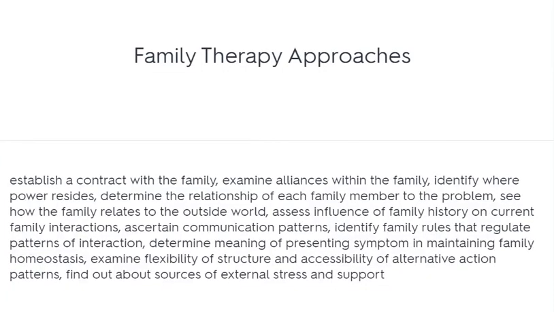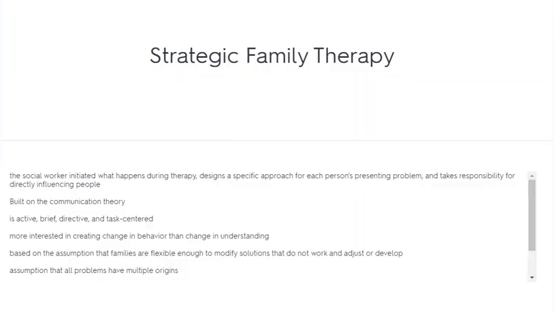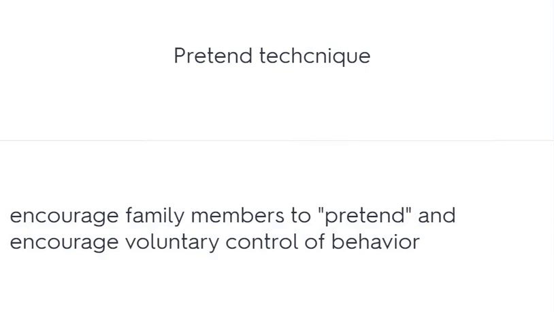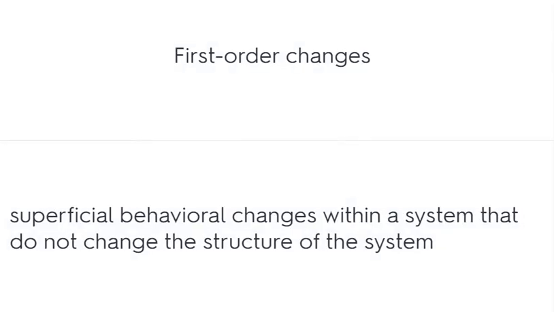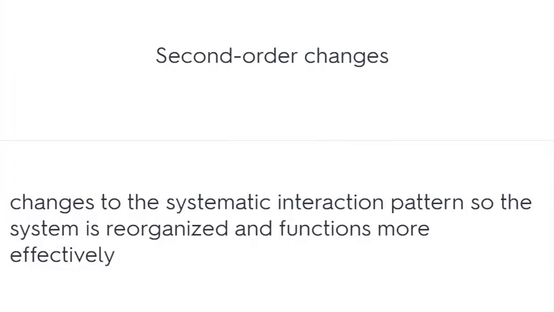Family therapy approaches. Strategic family therapy. Pretend technique. Encourage family members to pretend and encourage voluntary control of behavior. First-order changes. Superficial behavioral changes within a system that do not change the structure of the system. Second-order changes. Changes to the systematic interaction pattern so the system is reorganized and functions more effectively.